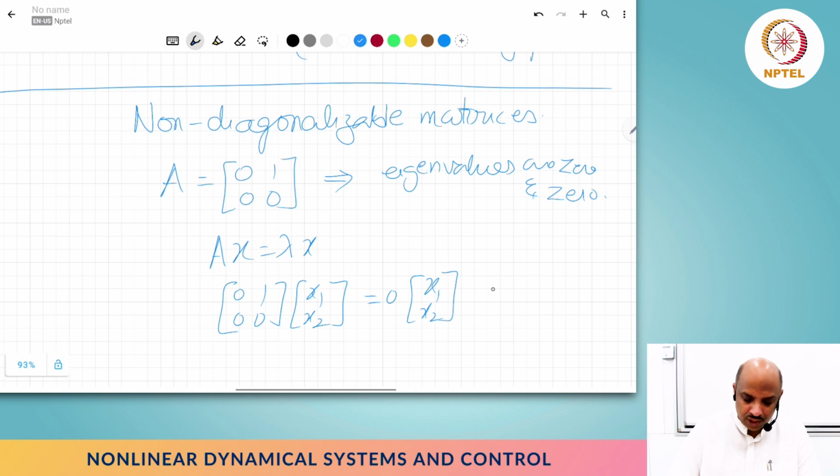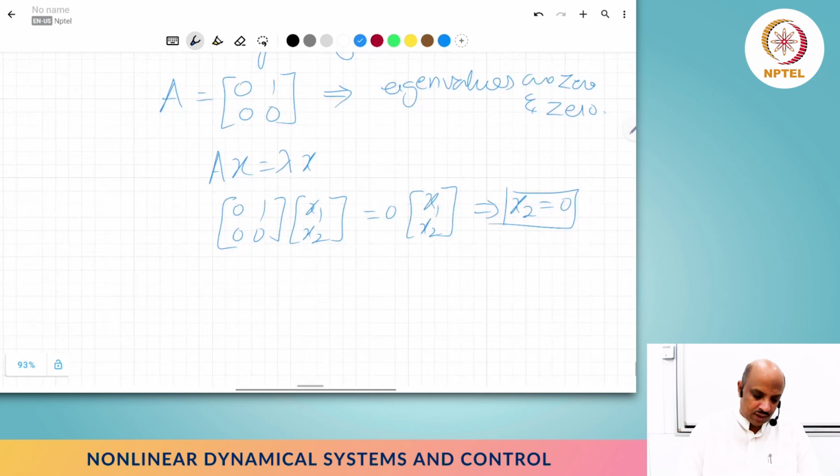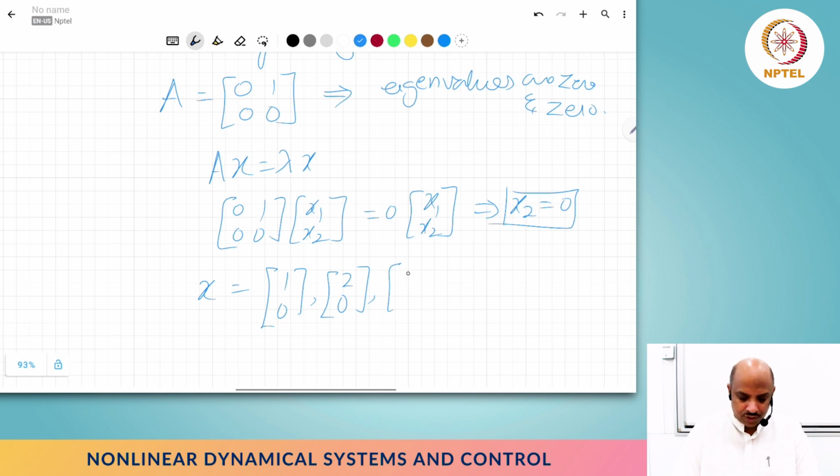So this tells me x2 is equal to 0, right? Whether we put the first 0 or the second 0, we get the same equation, so x2 equals 0. So the only x vector is basically something like (1, 0) or (2, 0), or in general some (a, 0), right? So unfortunately, however many such vectors we take and put next to each other, S therefore is going to be something like, let's say, [1, 0; 2, 0], okay?